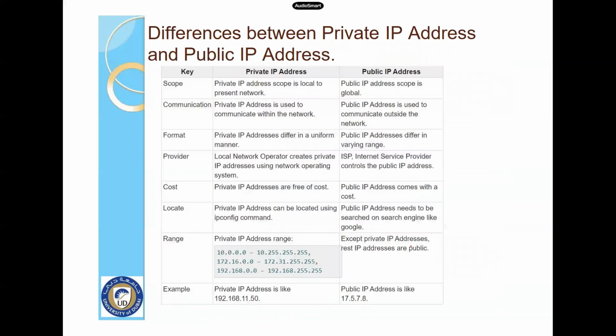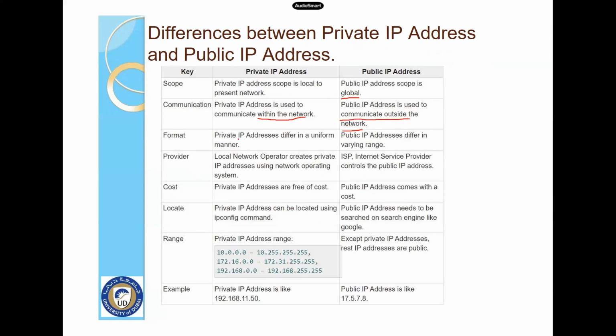So here is the table of differences. This is just for the sake of mentioning. You don't have to memorize it. So the scope of private IP addresses: it is meant for local presence in the network, while public is global. Your public IP address is visible to all. So a private IP address is used to communicate within the network, but a public one globally from outside the network.